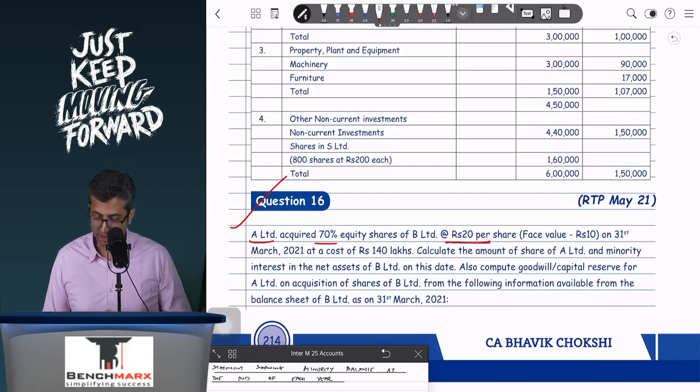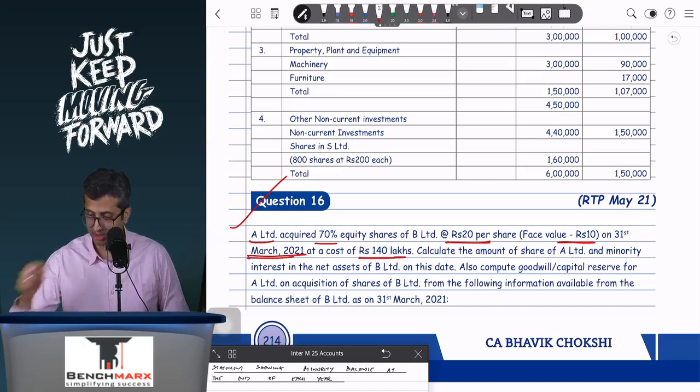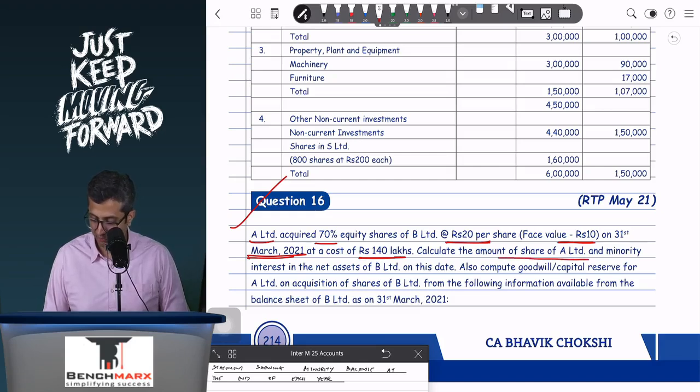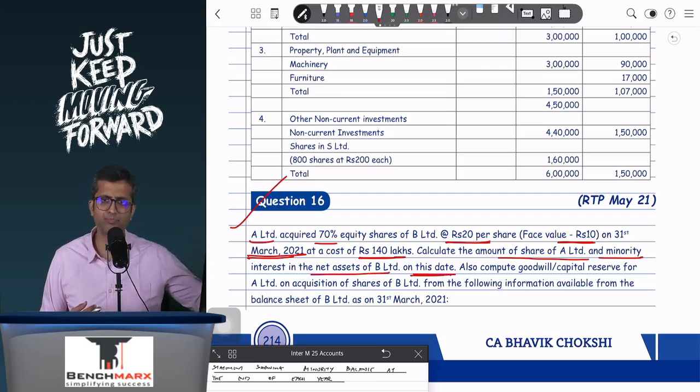A acquired 70% equity shares in B at rupees 20 per share with a face value of rupees 10 on 31st March 2021 at a cost of 140 lakhs, which means 140 divided by 20, I must have acquired 7 lakh shares. Calculate the amount of share of A and minority interest in the net assets of B on this date. Okay, so maybe 70% will be attributable to A, 30% will be attributable to the minorities.